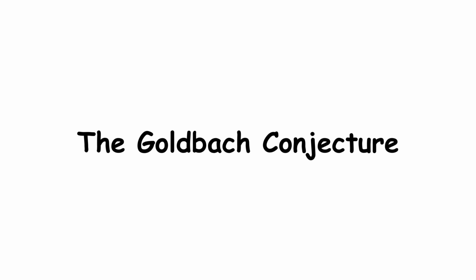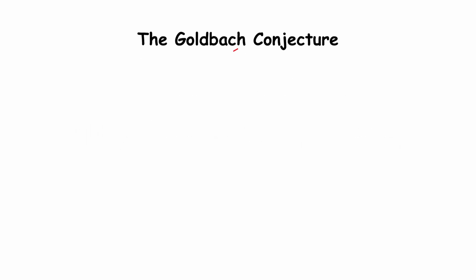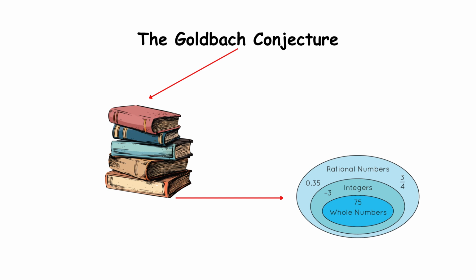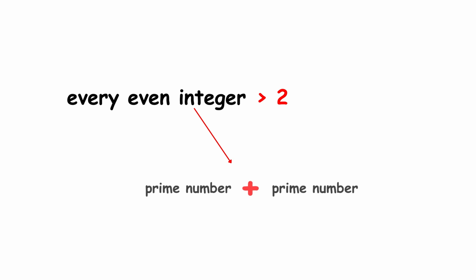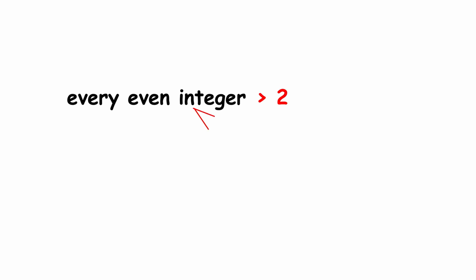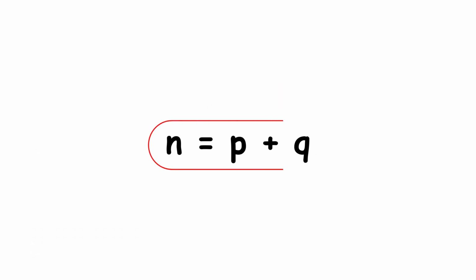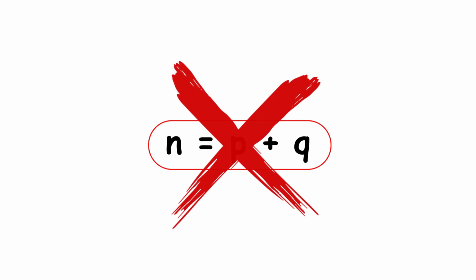The Goldbach Conjecture. The Goldbach Conjecture is one of the oldest unsolved problems in number theory. It was proposed in a letter from Christian Goldbach to Leonhard Euler in 1742. It states that every even integer greater than 2 can be expressed as the sum of two prime numbers. For example, 8 equals 3 plus 5, 20 equals 7 plus 13, and so on. Formally, the statement asserts: for every even integer n greater than 2, there exist primes p and q such that n equals p plus q. Despite the simplicity of the statement, a general proof has not yet been found.